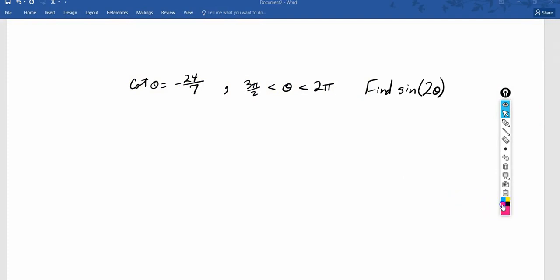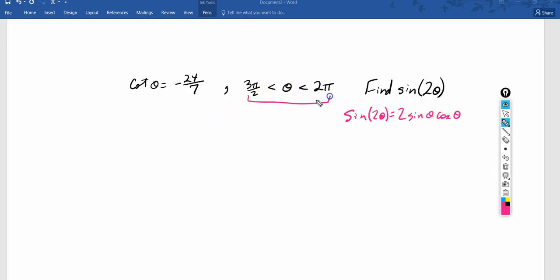So the first thing we need to remember is sine of 2 theta equals 2 sine theta cosine theta. And that's the only formula for the double angle. So we've been given cotangent. We're going to need to get sine and cosine.